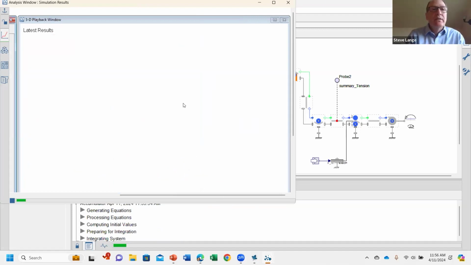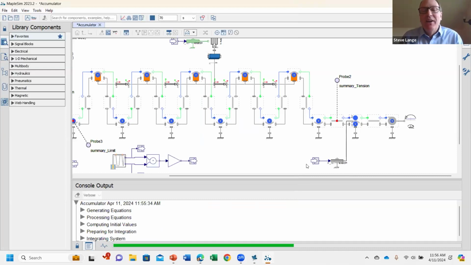Whoops. Well, this is not good, doing this live, right? But anyway, I hope you see the point that we would get the tensions for this accumulator through its dynamics.